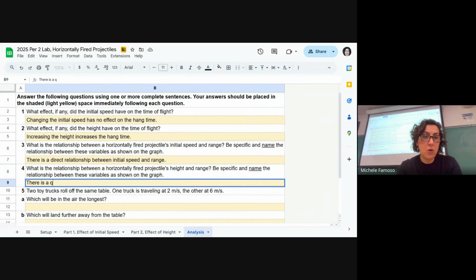There is a quadratic relationship between height and range.